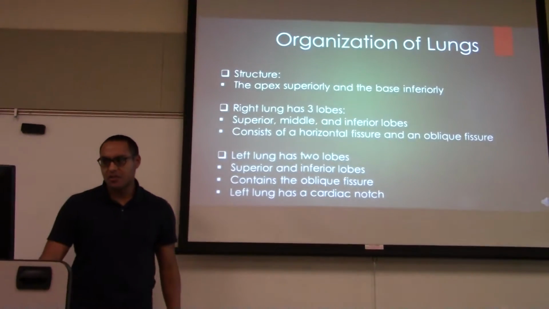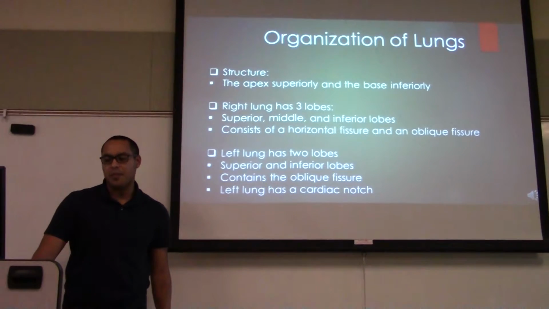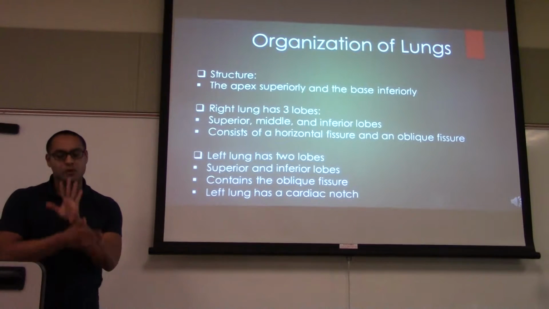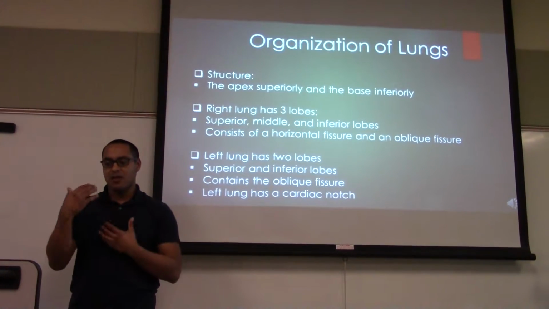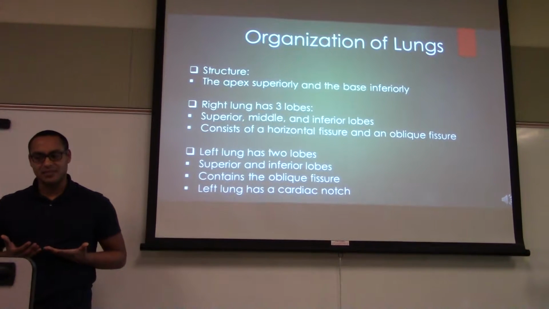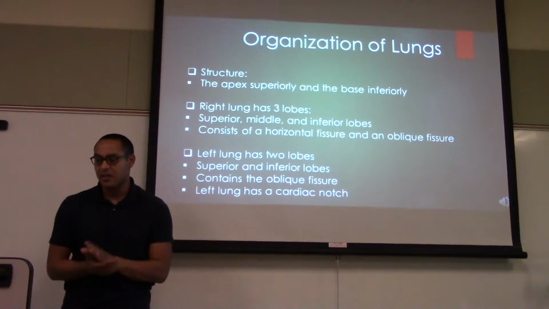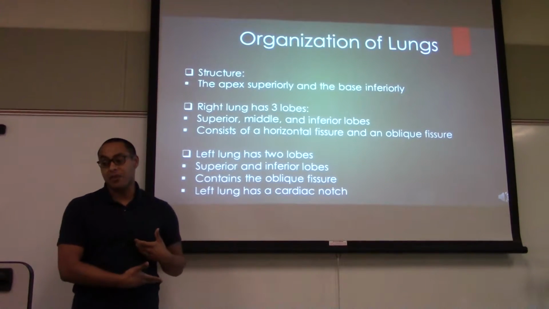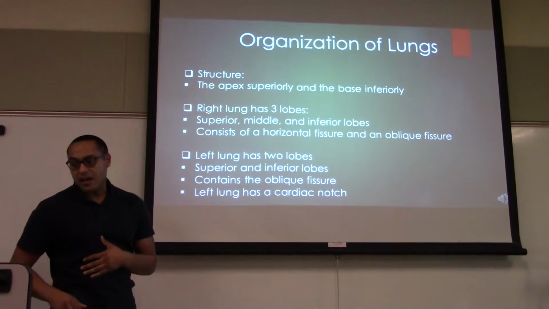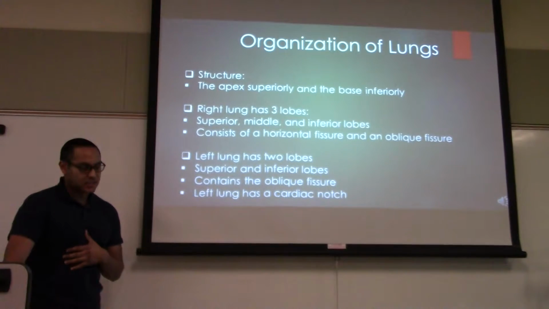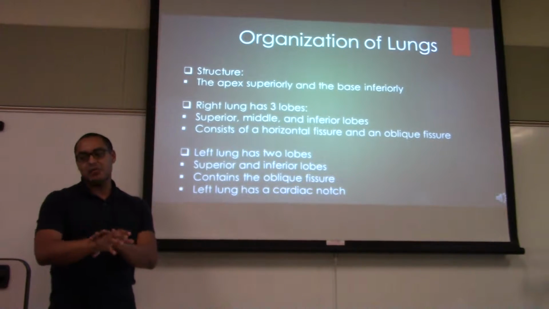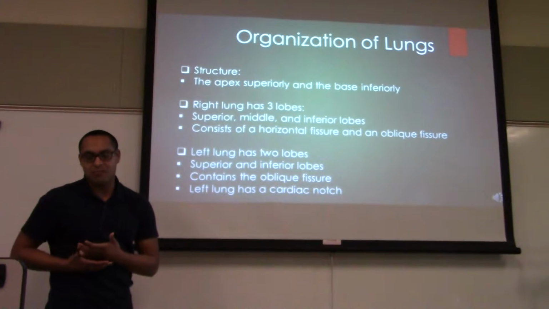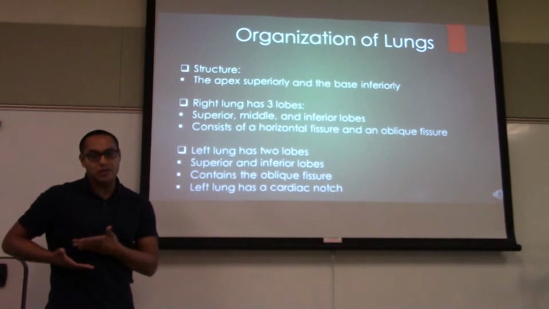Organization of the lungs. We kind of went over the upper airways. So now, the lungs, what we listen to, RTs, respiratory therapists, listen to. The apex is the superior portion of the lung, and the bases are the inferior portion of the lung. The right lung has 3 lobes, the superior, middle, and inferior, and it consists of horizontal and oblique fissures. Those fissures just divide the segments of the lung, so it's easy to identify. They're just borders, okay? And there's 3 of them on the right side of the lung.